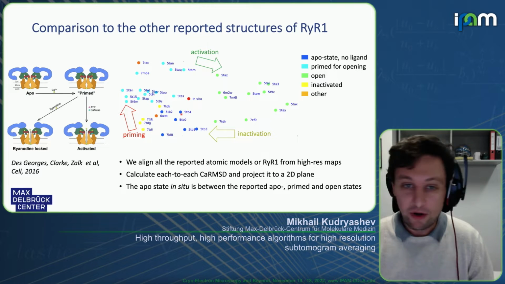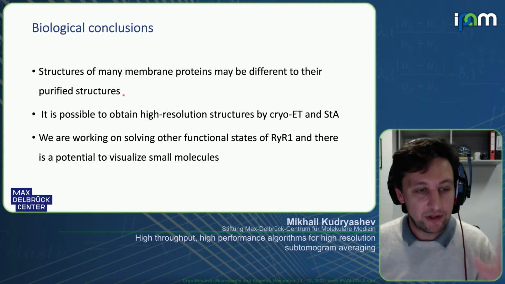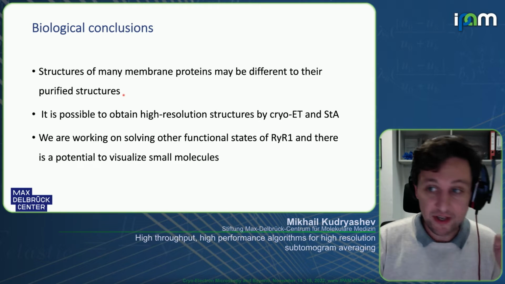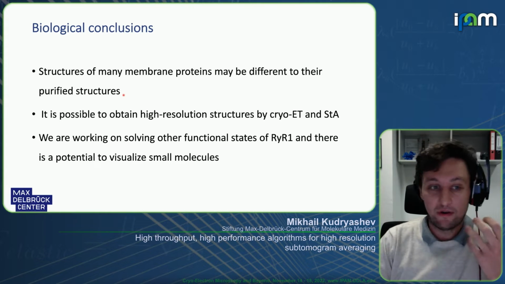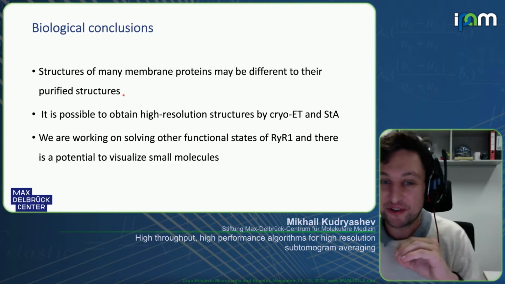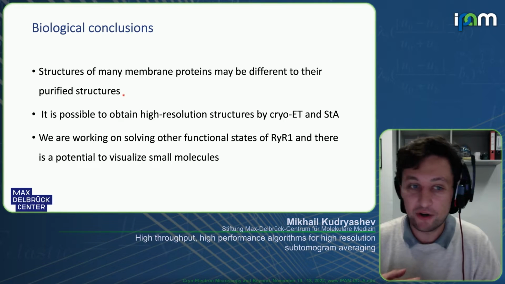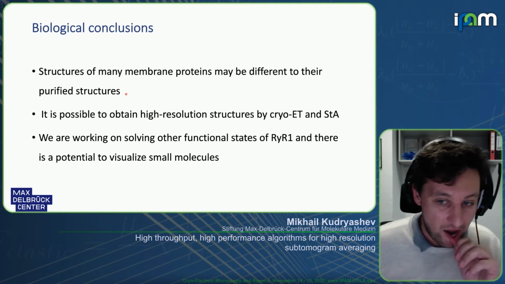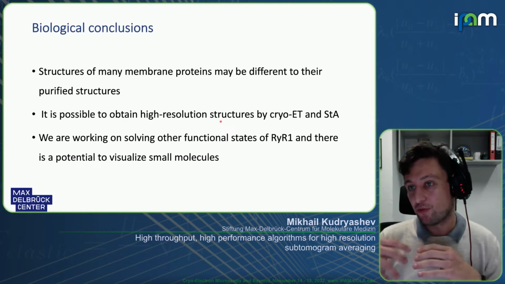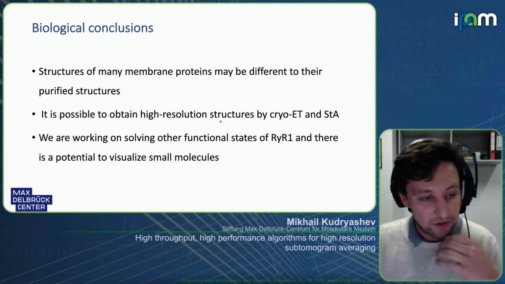So what we're trying to do now is, okay, the little conclusion here is that there are membrane proteins in native membranes, and their structure in the native membrane is different to the structure of purified receptors, for at least some proteins. Obviously I cannot say about all of them because we didn't look at all of them. And also that it's possible to obtain a high resolution structure of a membrane protein by cryo-electron tomography and subtomogram averaging, which is not a trivial conclusion.